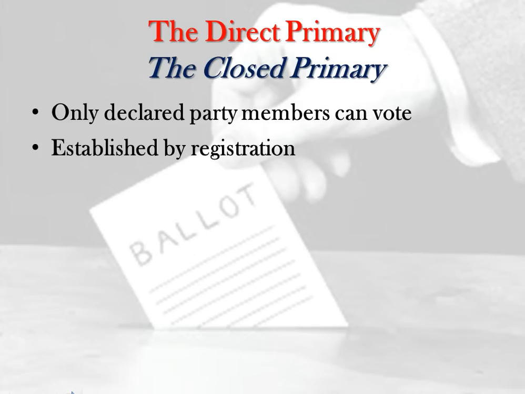26 states and the District of Columbia use the closed primary. A closed primary is a party nominating election in which only declared party members can vote. In most of the closed primary states, party membership is established by registration. When voters appear at the polling places on primary election day, their names are checked against the poll books, the lists of registered voters for each precinct. Each voter is then handed the ballot of the party in which he or she is registered. That voter can mark only that party's ballot. That is, he or she may vote only in that party's primary.